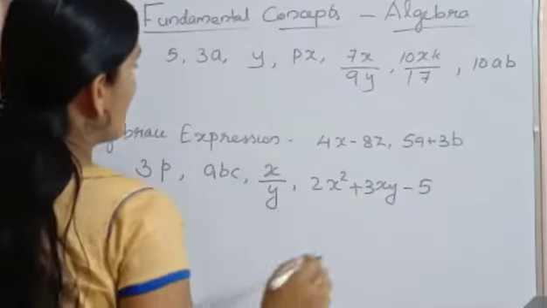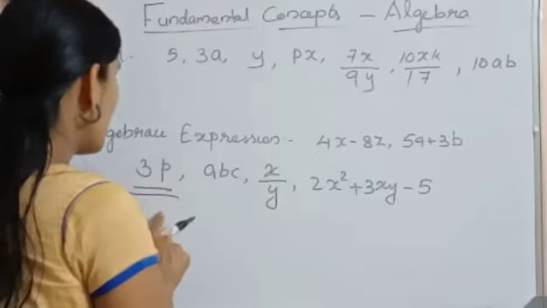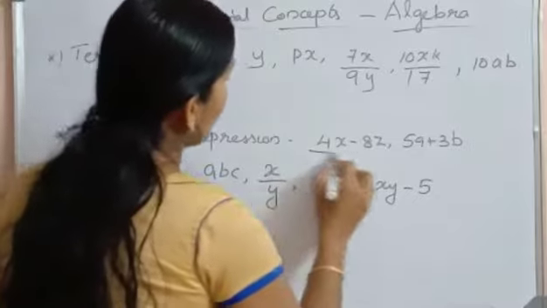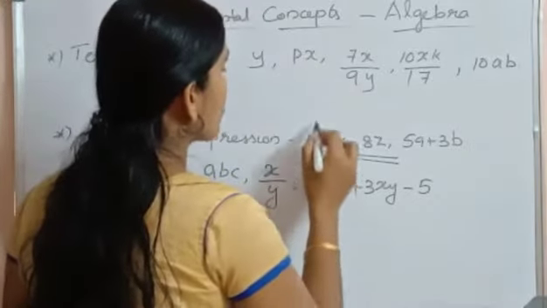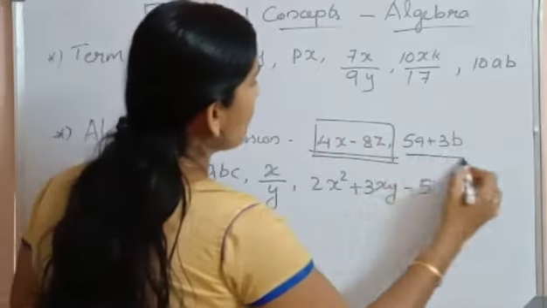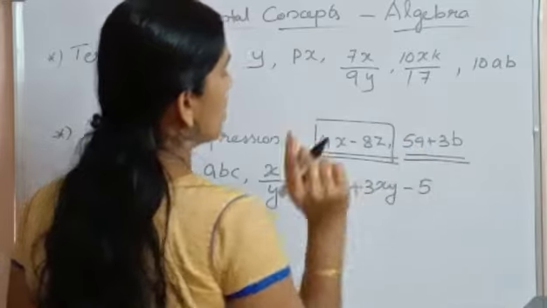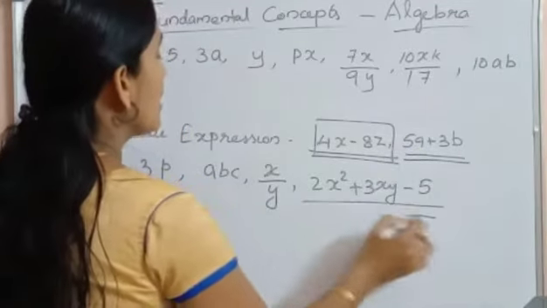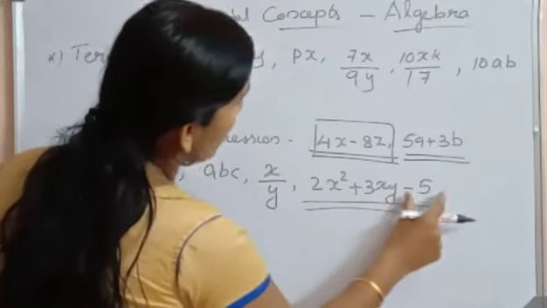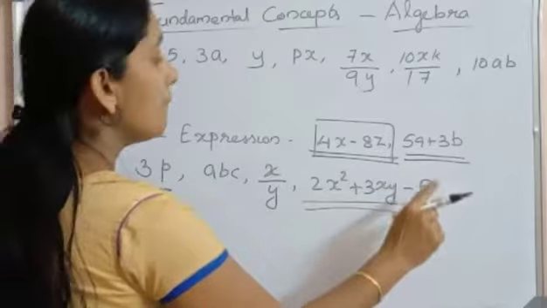Consider these examples. If you consider 3p, there is only a single term. Even this is an example of an algebraic expression. But when you consider 4x minus 8z, here there are two terms separated by a minus sign. And 5a plus 3b is separated by a plus sign, and there are two terms here. And if you consider this, there are three terms: 2x square plus 3xy and minus 5. All these are separated by plus or minus sign.